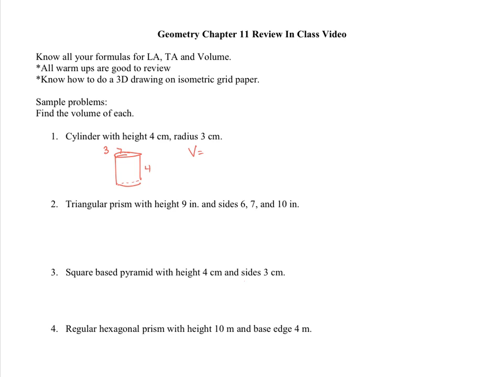So the volume of a cylinder is pi r squared h. The radius in this case is 3, and the height is 4. So pi times 3 squared times 4, and that would be our volume. Our volume is going to be 9 times 4, which is 36 pi. Now you can leave it, and this is cubic centimeters.